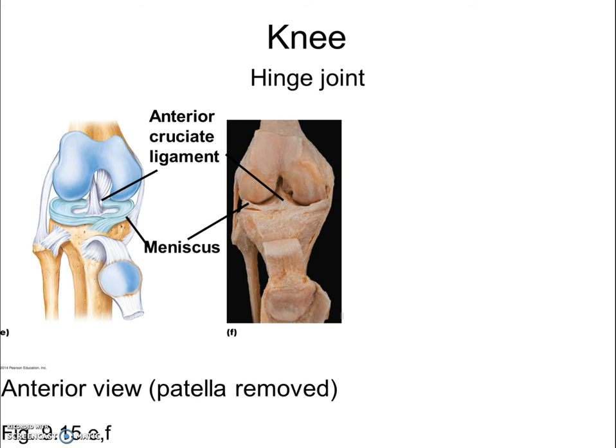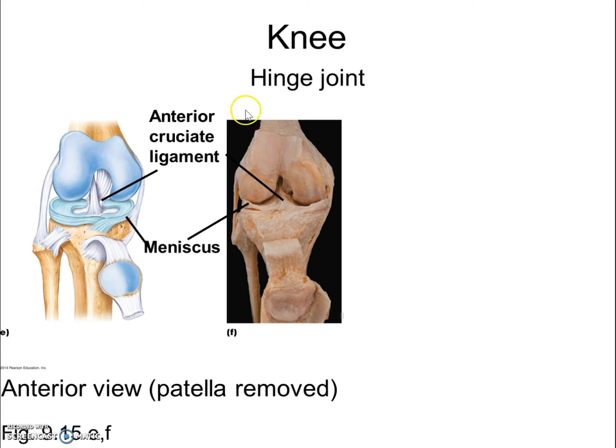Next, we have the knee joint. The knee joint is called a hinge joint. Think of a hinge like the hinge on a door, right? It goes back and forth, basically in 2 different directions, and that's it. So the same thing with your knee, right? You can straighten it and bend it, and that's about it.